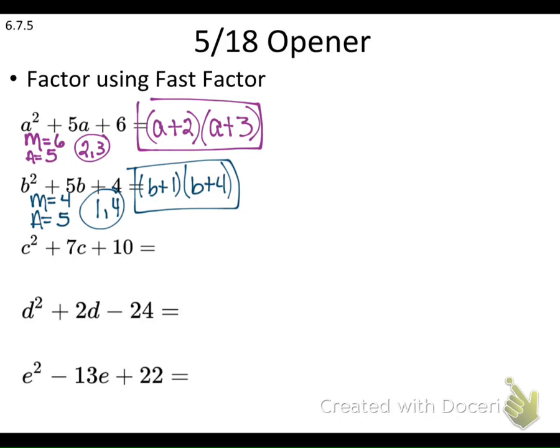Okay, the third one. What's my M? Okay, my A? And my MA. And then your final answer. That's fine. With parentheses around each one, right? We're going to box it.